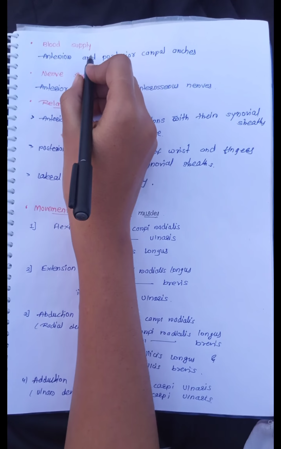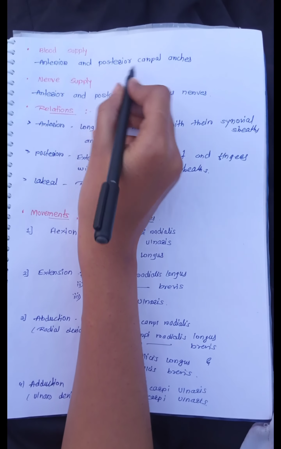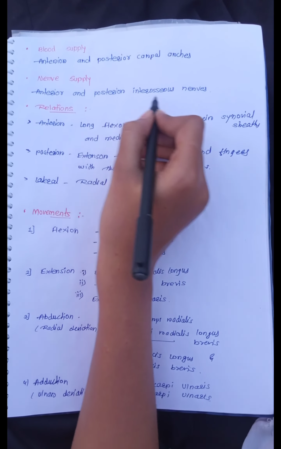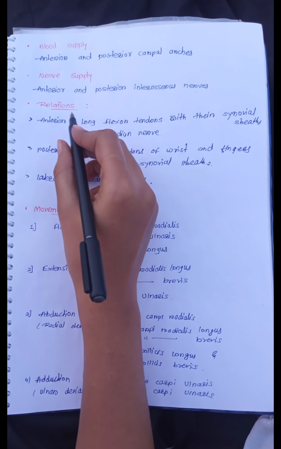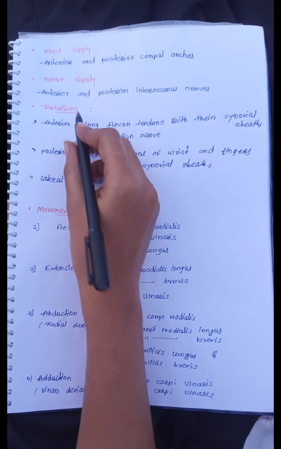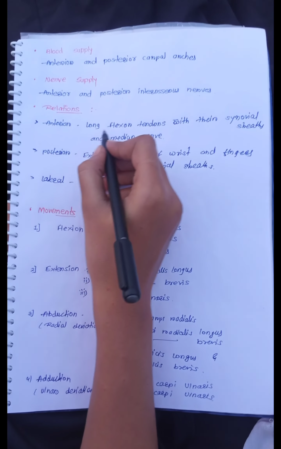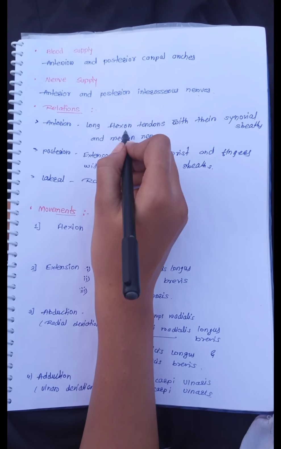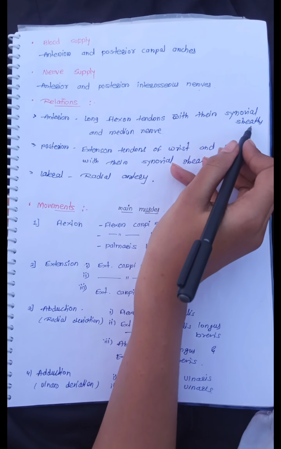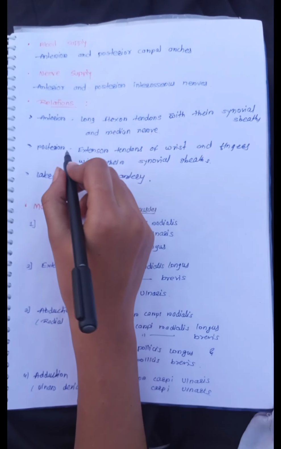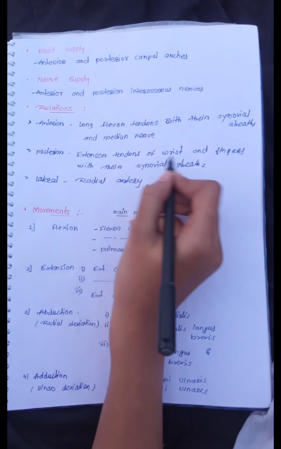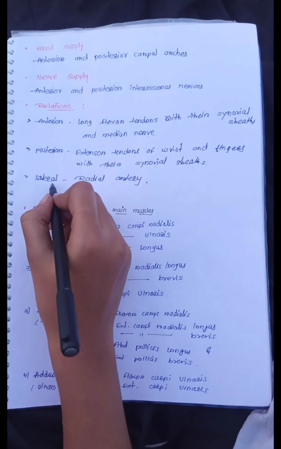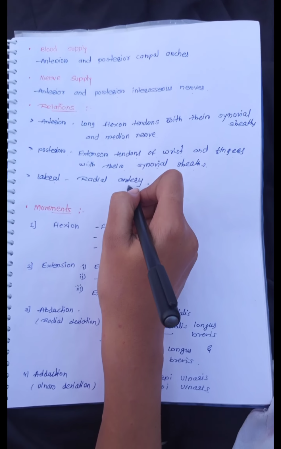Blood supply of the wrist joint: anterior and posterior carpal arches. Nerve supply: anterior and posterior interosseous nerves. Relations of the wrist joint. Anteriorly, in the anatomical position, long flexor tendons with their synovial sheath and the median nerve. Posteriorly, extensor tendons of wrist and fingers with their synovial sheath, and laterally the radial artery.